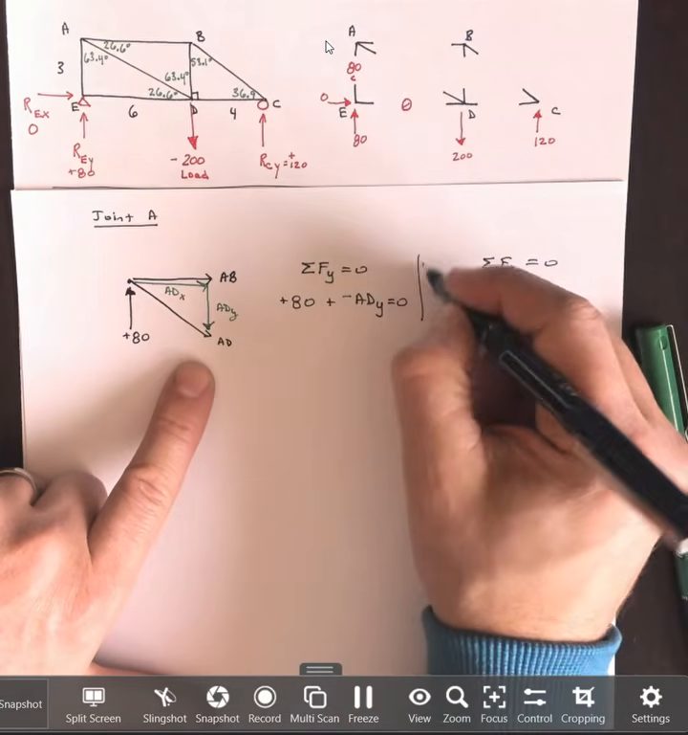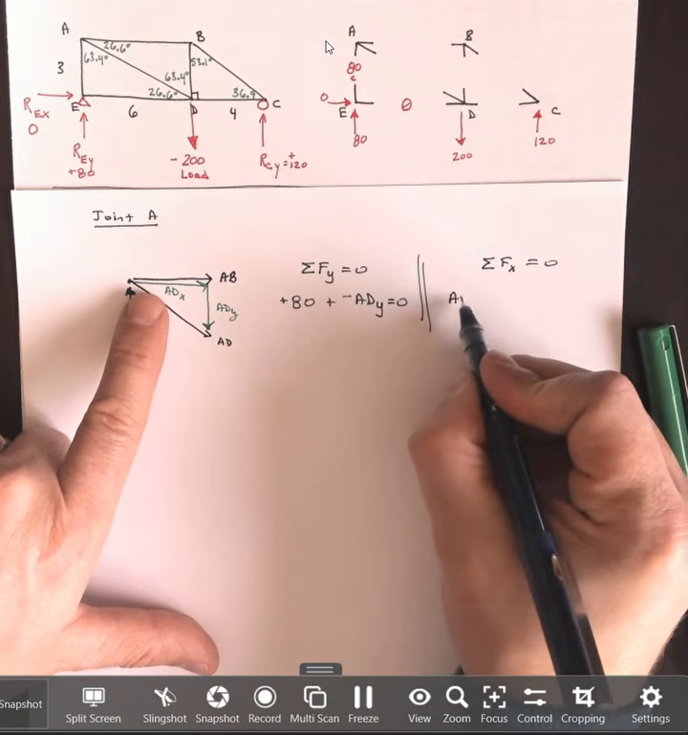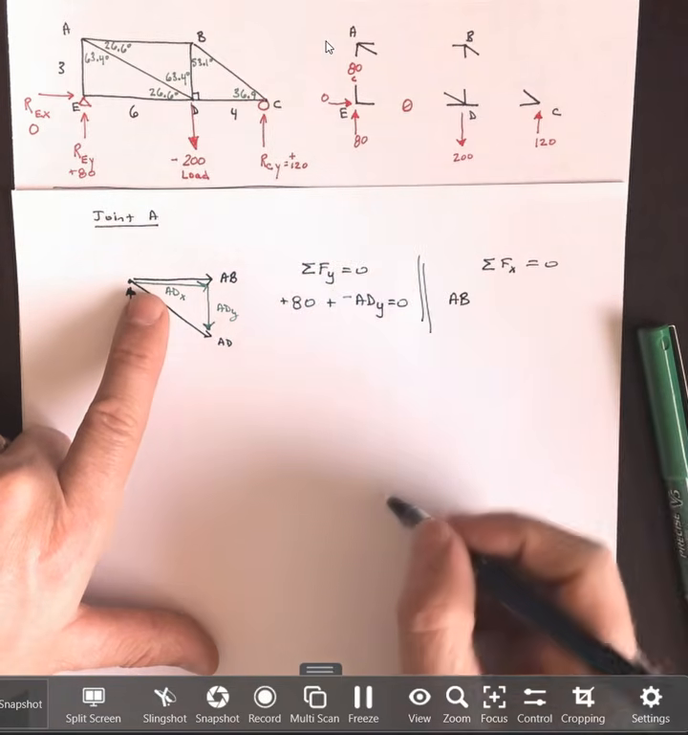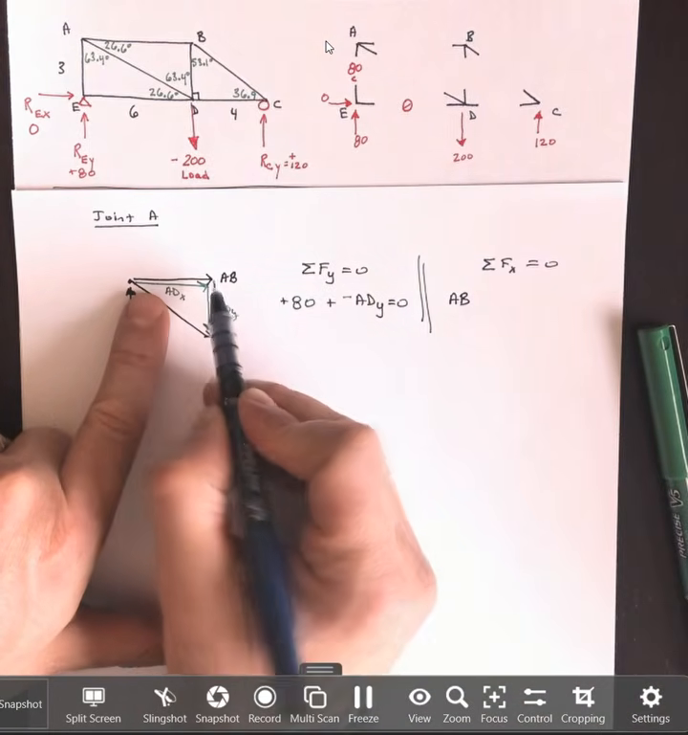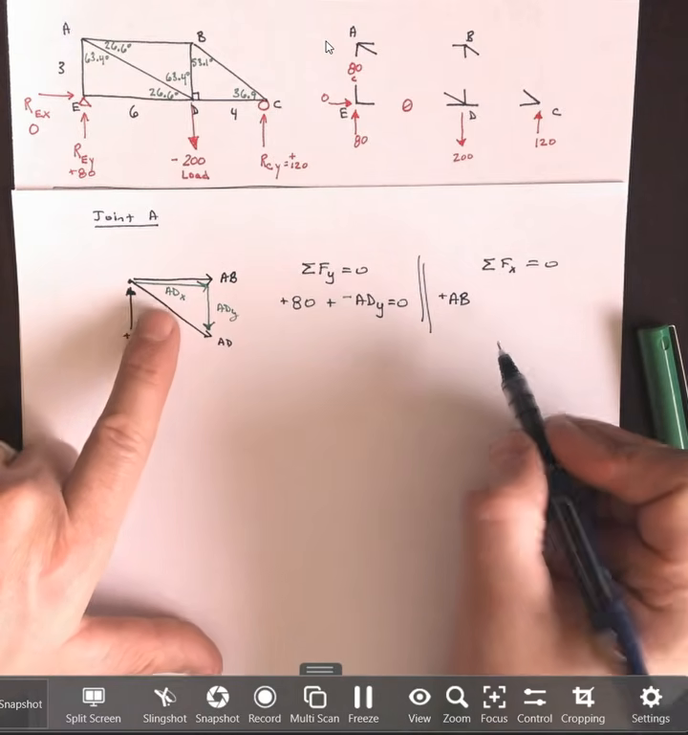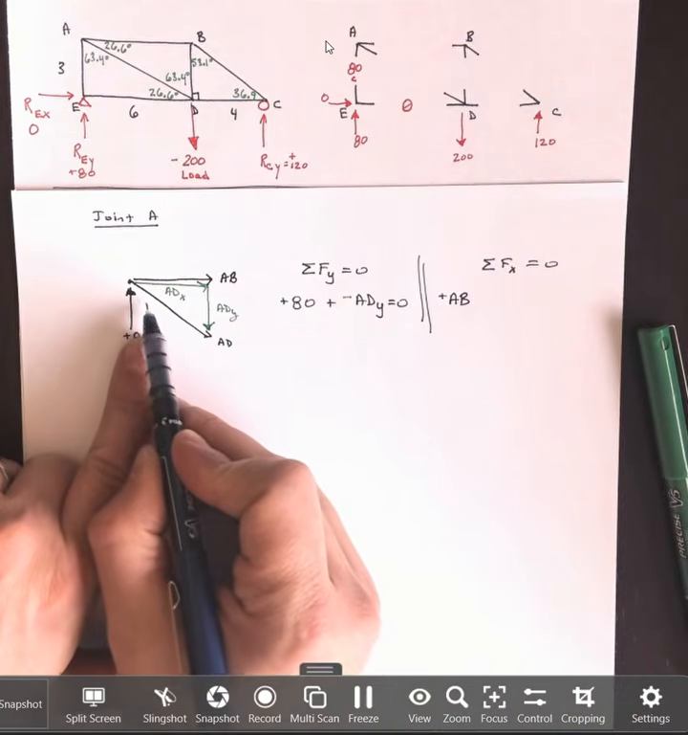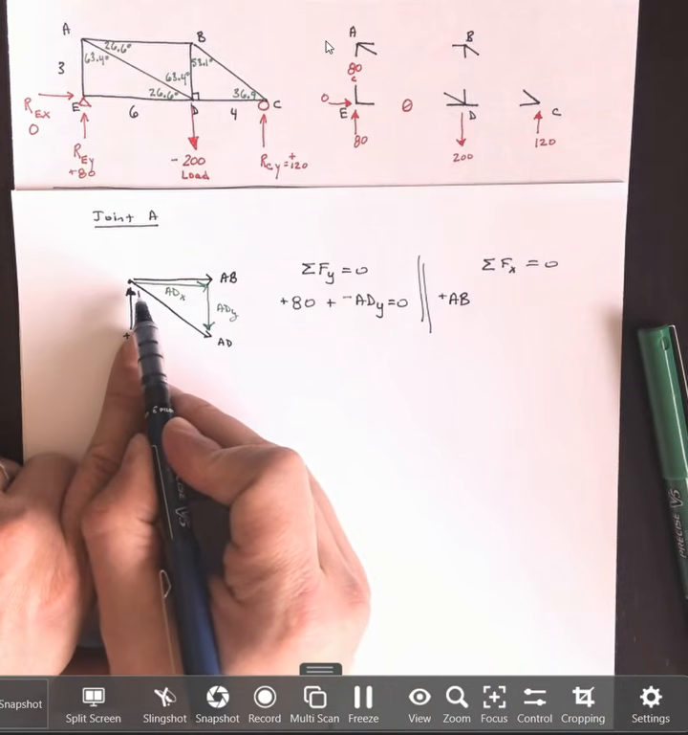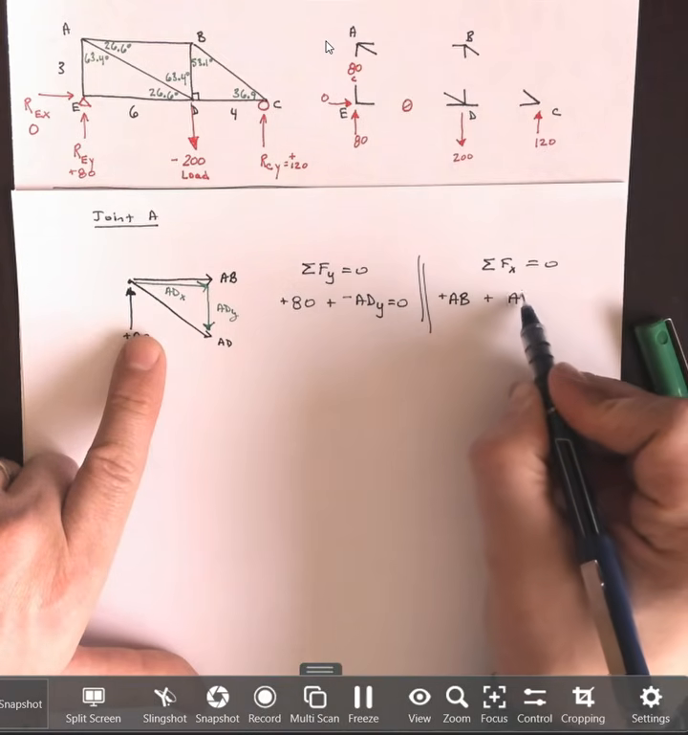And then on the x's, you would have AB, unknown if it's positive or negative. We're just assuming it's to the right, which is positive, so that is assumed. And then AD sub X right there. If AD is in tension, that's down and right, or right and down, that would be right again, which is positive.